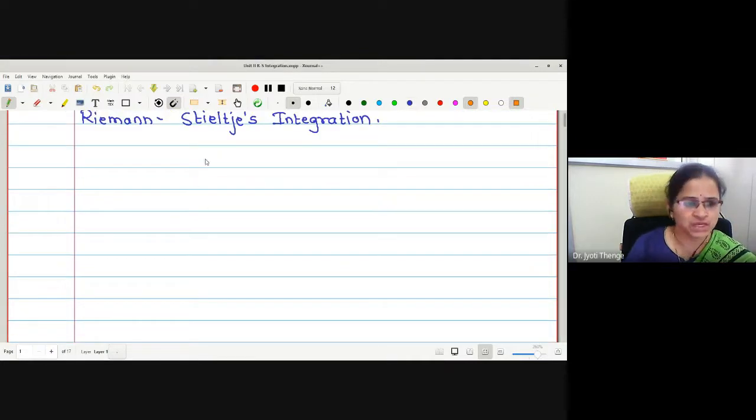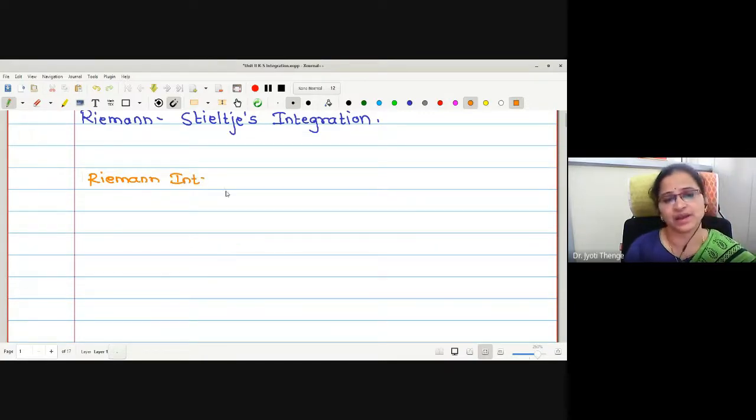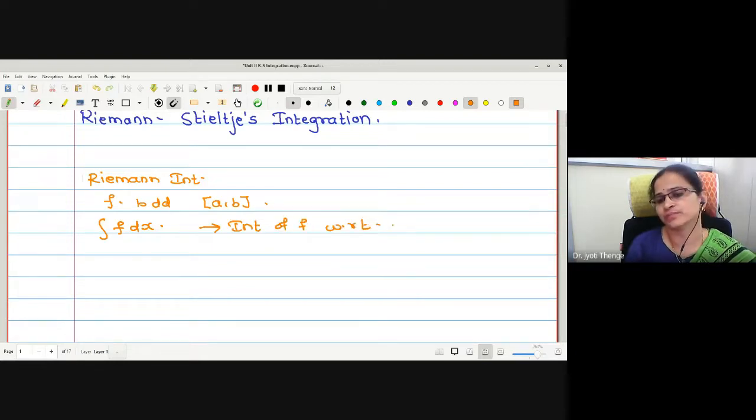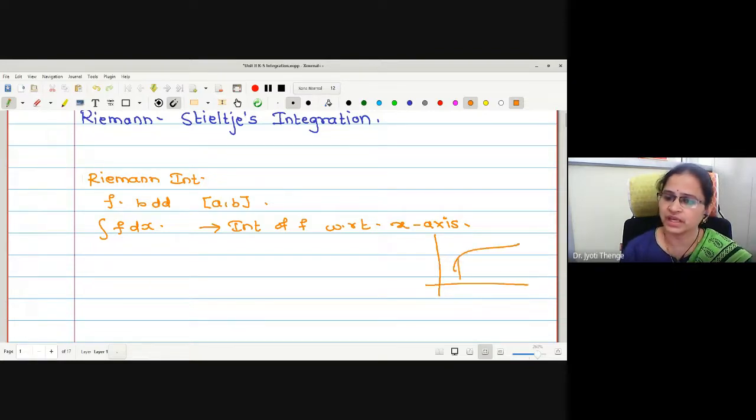Okay. In a few minutes, let me just recall Riemann integration. In Riemann integration, we were finding the integration of the given bounded function on the closed interval a to b, which is the integration of f dx. That is, the integration of the function f with respect to x, or with respect to the x-axis. And as it is with respect to the x-axis, we are collecting the area between the curve and the x-axis.